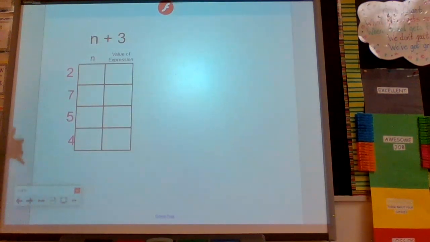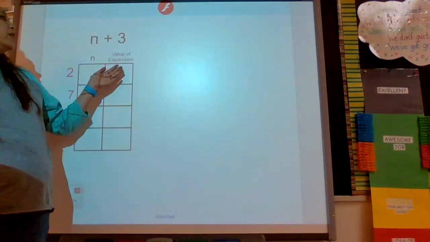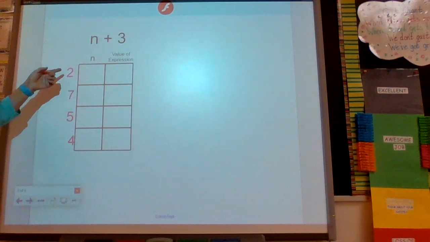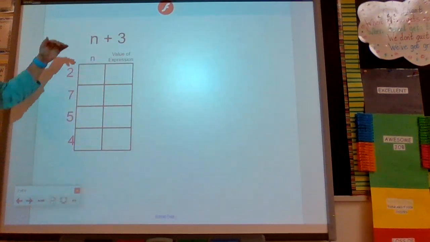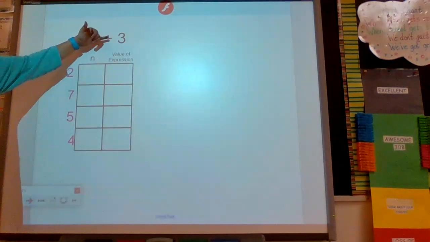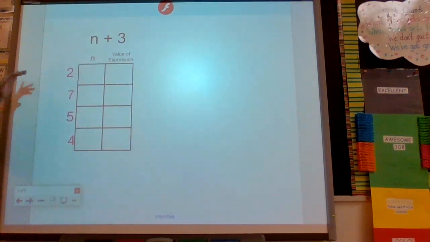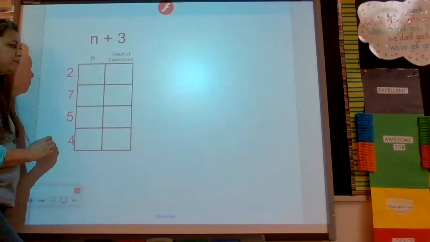Now we have a fun input and output chart, and this is going to give us the rule. And what we're doing today is we're going to figure out what's going to come out. So if I put 2 in and I add 3, then what should come out? So I'm saying N is now 2. And the function in this machine, just like you saw at the beginning, is adding 3 to anything we put in there.